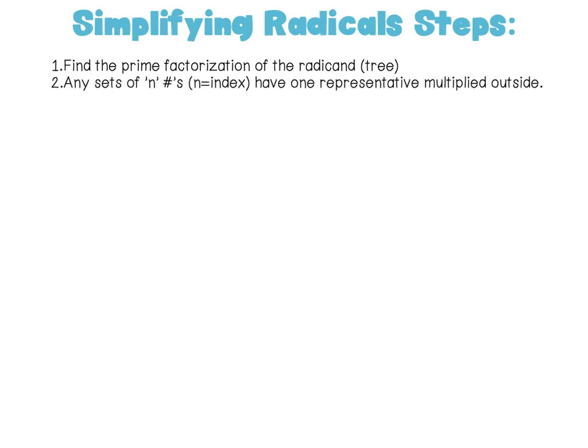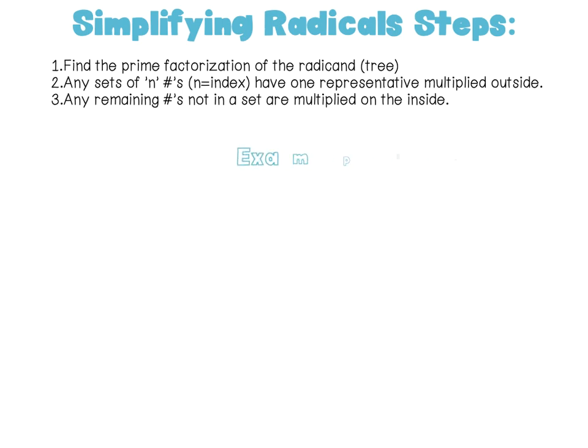The second step is any sets of n numbers, where n is your index, you need to have one representation multiplied on the outside of the radical. Then you're going to take any remaining numbers that are not in a set, and you're going to multiply them on the inside of the radical. So let's put all that into practice so that this makes a little bit more sense.